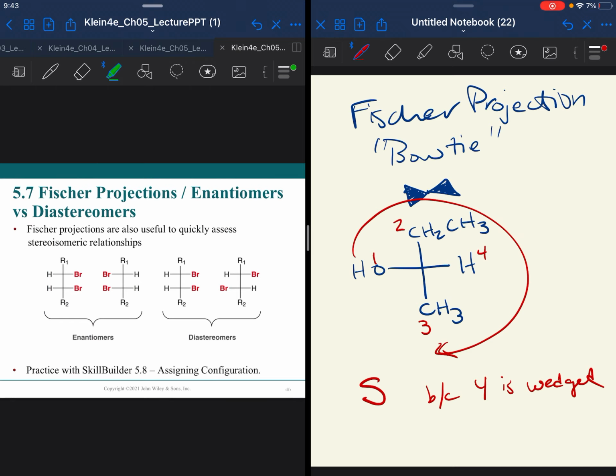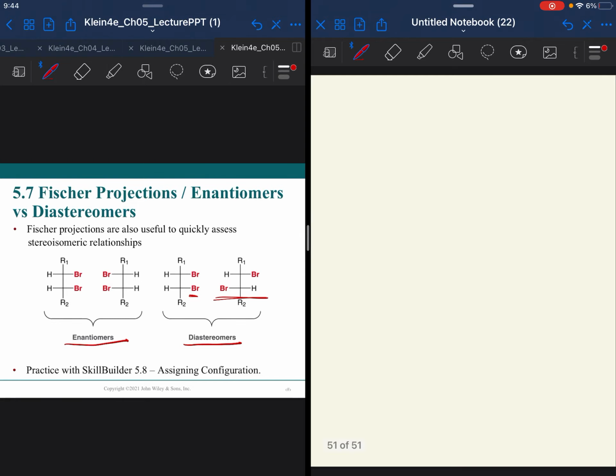It also helps in identifying relationships. It can be pretty easy to identify enantiomers, right? These mirror images. It's easy to recognize diastereomers, like this, all connected the same, but clearly the bromines are not mirroring each other here. It can even be helpful in determining meso compounds.